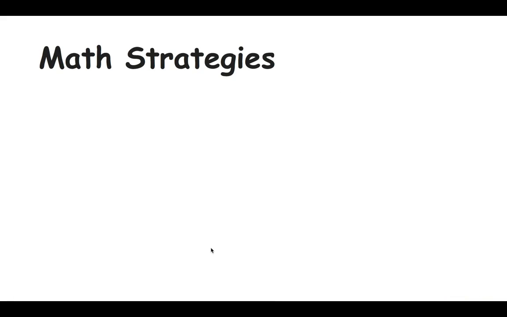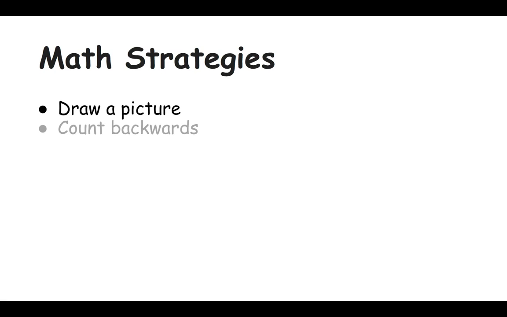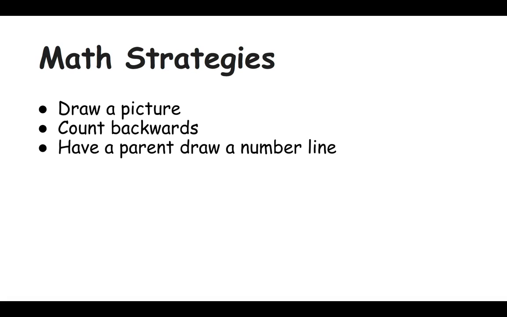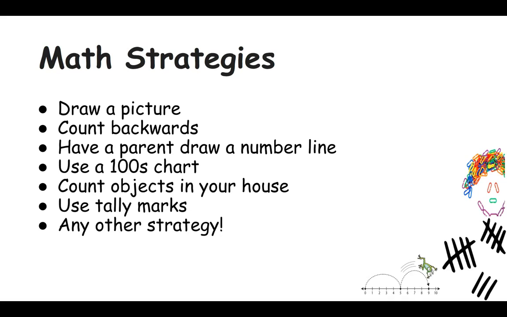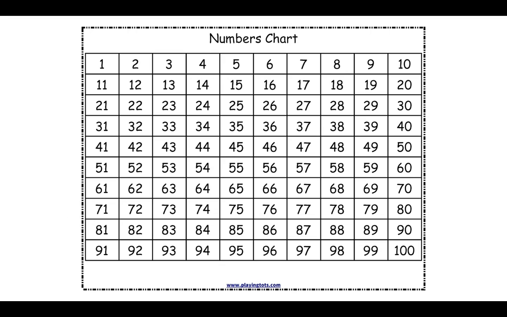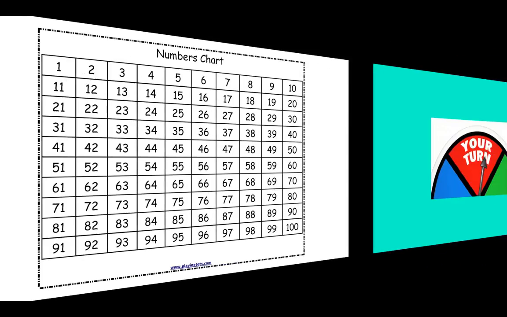And there are a lot of different ways that you can solve this problem. You can draw a picture. You can count backwards. You can have a parent draw a number line. You can use a hundreds chart. Count objects in your house. Use tally marks or any other strategy that you are comfortable with. Here's a numbers chart that you can use to solve this word problem and the other number choices.